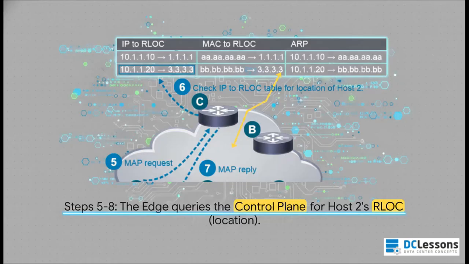Okay, so Edge 1 knows host 2's MAC address, but that's like knowing someone's name without knowing their address. It still doesn't know where to send the packet. So it goes back to the control plane with a second question. Okay, where is the device with this MAC address? The control plane does another quick lookup, finds the RLOC for host 2, and sends it back. Now Edge 1 has everything it needs and updates its own local forwarding tables.